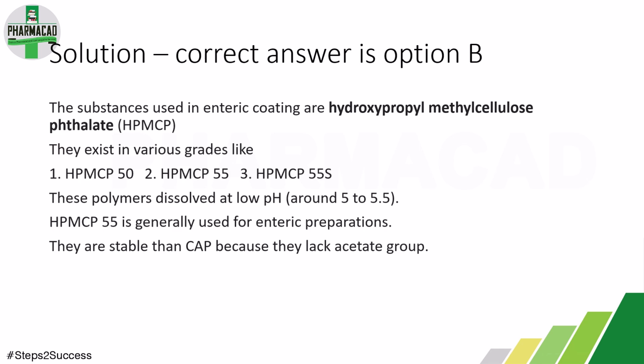The substance used in an enteric coating is HPMCP, that is hydroxypropyl methyl cellulose phthalate. It is a polymer which exists in various grades like HPMCP 50, 55, 55S. This polymer dissolves at low pH, around 5 to 5.5. HPMCP 55 is generally used for enteric preparation. They are more stable than CAP because they lack the acetate group.